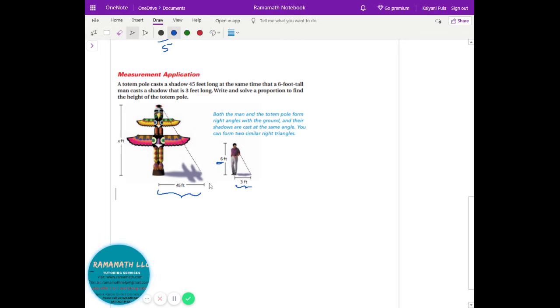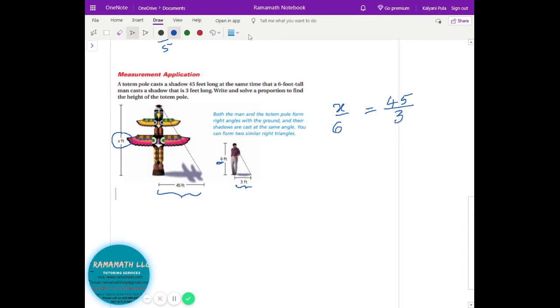So since we know these are similar, what we need to do is put the proportions here. So I'm going to start with the x first. So x over 6, which should be the same as 45 feet over 3 feet. Do you understand that? How do I put the ratios? This x is the height, and then this is the shadow. So I put the ratios.